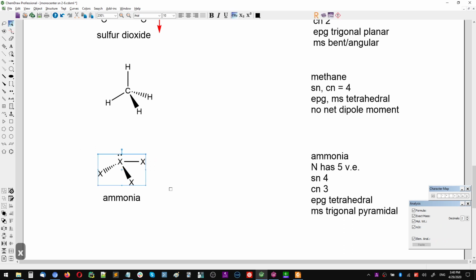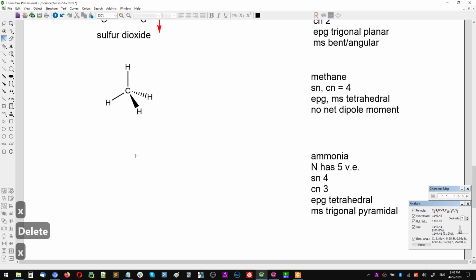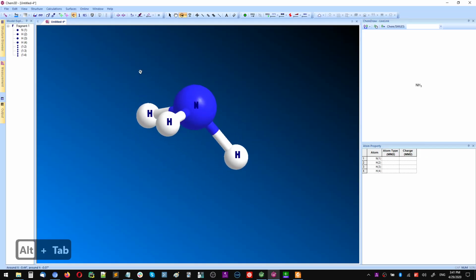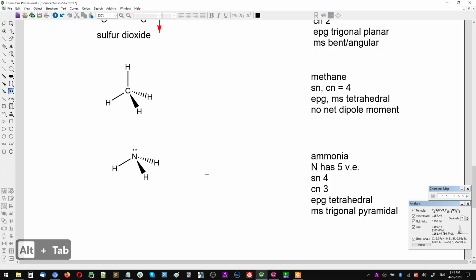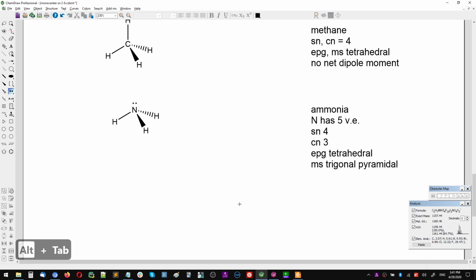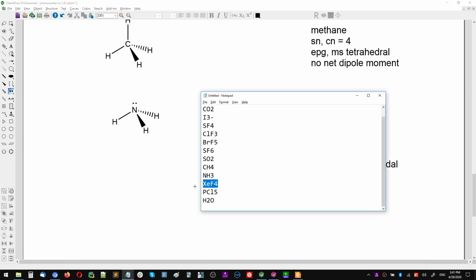It doesn't look 3D to me. Let me think about it. So how do I make it look nice? This looks trigonal pyramidal to me. It looks better, my drawing is actually nicer than this one. Okay, so again we avoided a mistake, so that's great. I avoided a mistake.